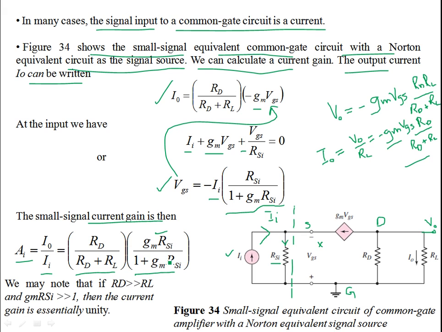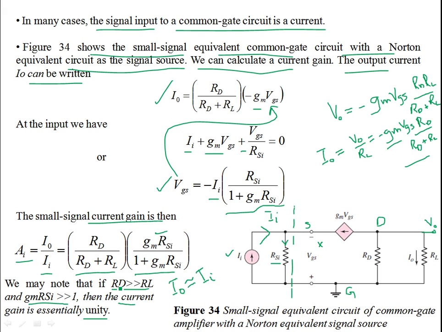Now if you look closely at this expression, you may note that if your drain resistor is much greater than the load resistance, first of all, and secondly, the product of transconductance gain and RSI is greater than 1, then the current gain is essentially unity. That means your output current I naught is basically following the input current. It becomes a current follower circuit.